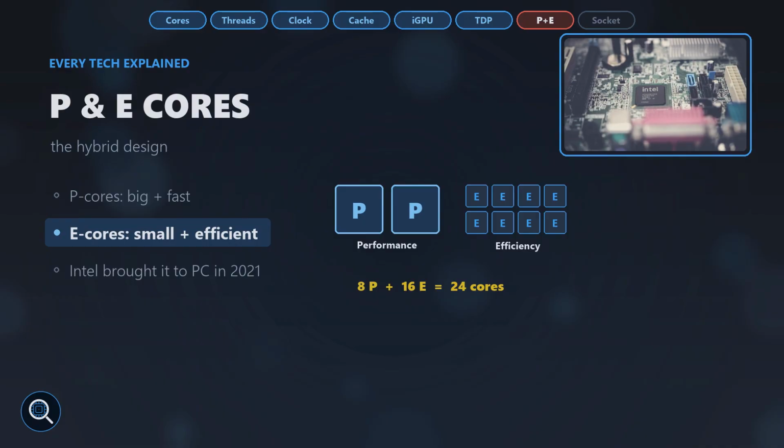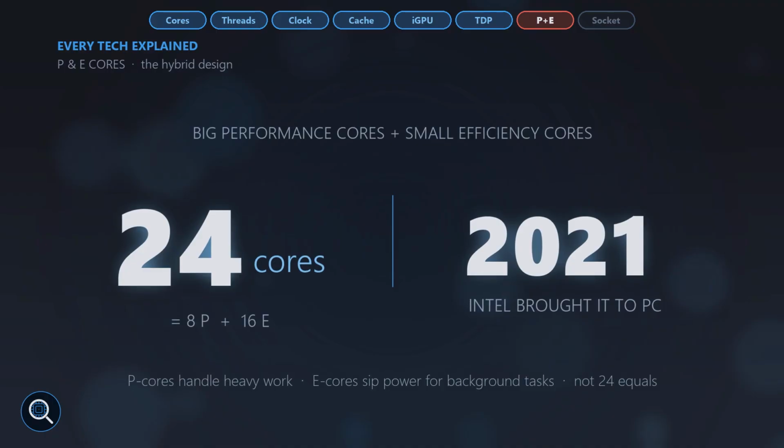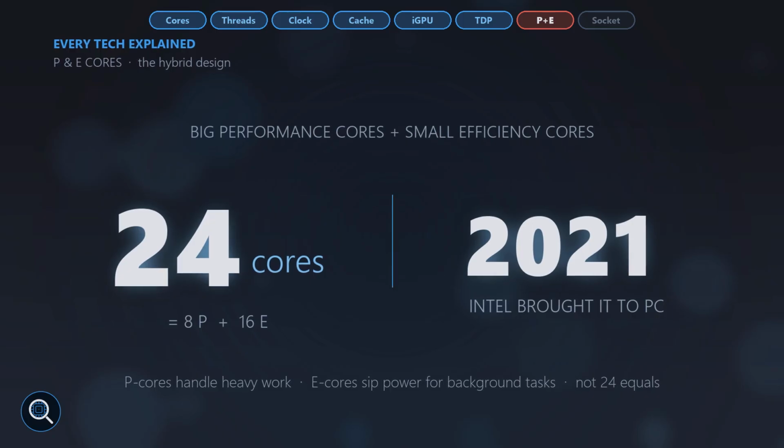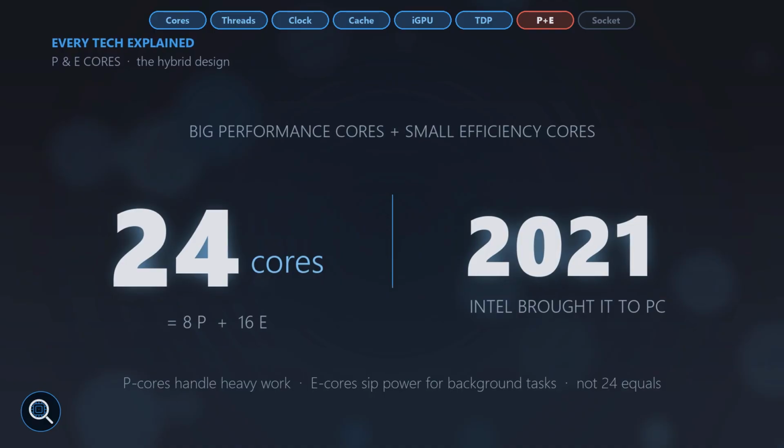P cores drive your game or your render, while E cores quietly handle email, updates, and downloads, saving battery and juggling more at once. The weakness is that your operating system has to send each job to the right core, and early versions occasionally stuttered when they got it wrong. This is why a chip can advertise 24 cores that are really 8 fast ones plus 16 efficient ones, not 24 equals.